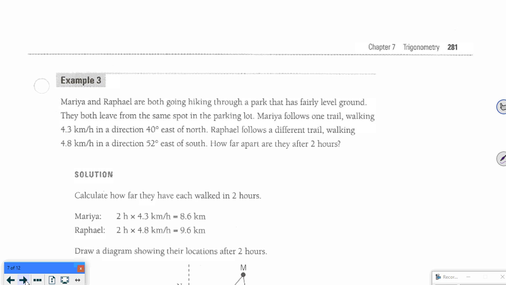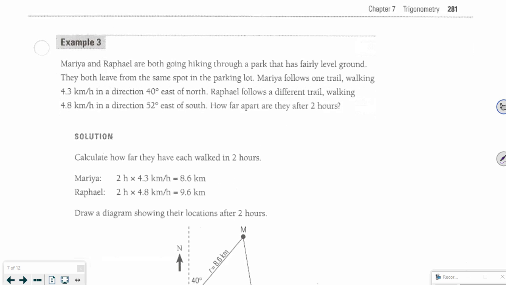So it says Mariah and Raphael are both going hiking through a park that is a fairly level ground. They both leave from the same spot in the parking lot. Mariah follows one trail, walking 4.3 kilometers per hour in a direction 40 degrees east of north. Raphael follows a different trail, walking 4.8 kilometers per hour in a direction 52 degrees east of south. How far apart are they after 2 hours?